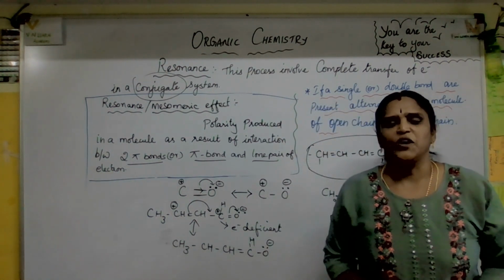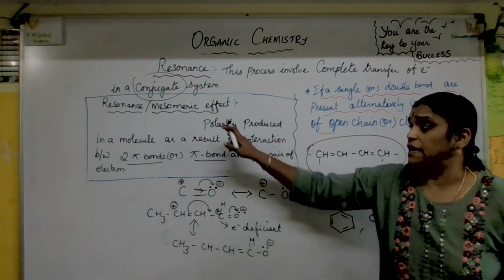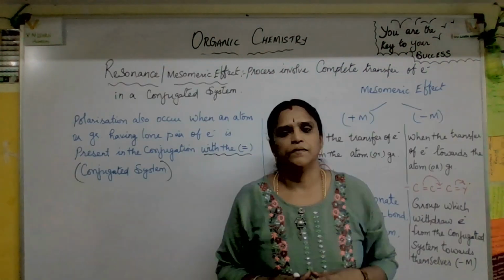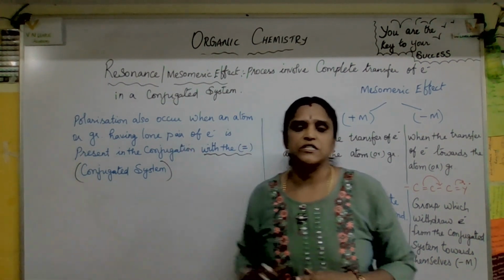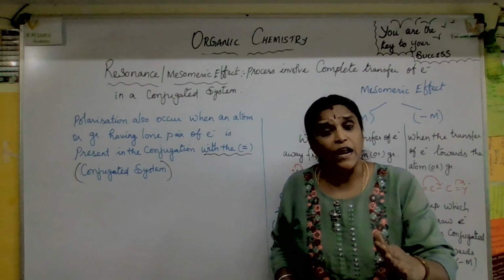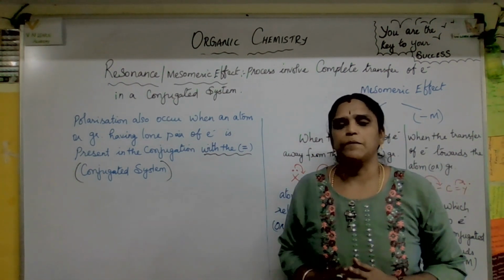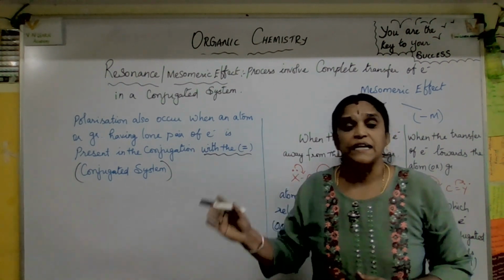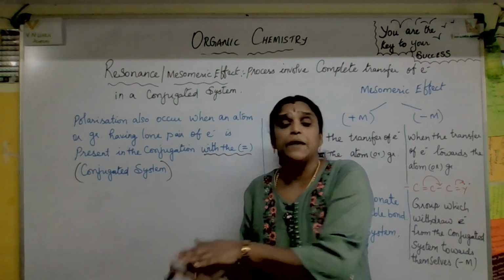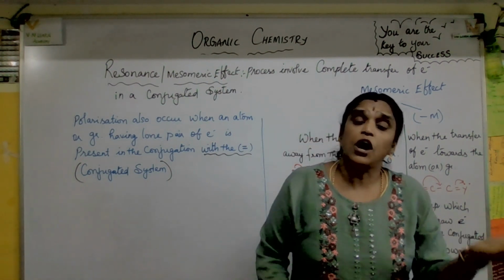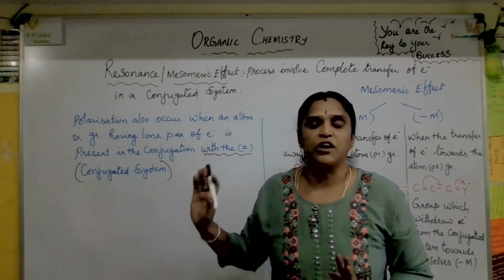So at that point only we can say what it is: a conjugated system. This happens in the resonance effect. As we see some examples, we will get clarity about this concept. It is the transfer of electrons towards the atom or group or away from the atom or group. Mainly, we consider the shifting of electrons from the pi bond to a lone pair of electrons, or from the lone pair of electrons to the pi bond. That is mainly what we are talking about here.